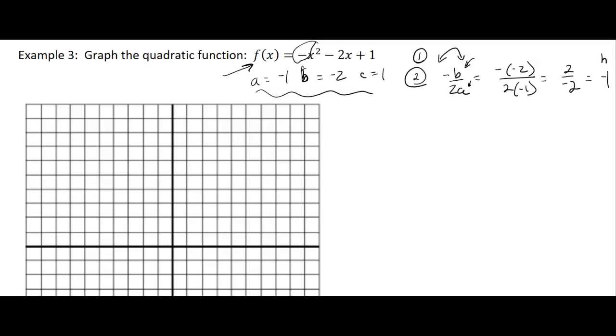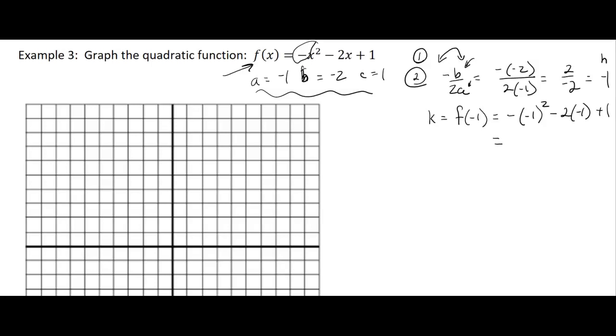Okay, in our h comma k, how do we find k? Well, k is going to equal f of -1. You're going to plug in that h value. So you have the opposite of -1 squared minus 2 times -1 plus 1. Now you have to be careful here because you've got a lot of negative signs running around in this equation, and our h was -1. So make sure you're careful with that.